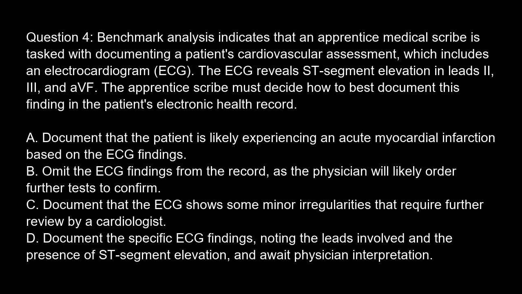Option A. Document that the patient is likely experiencing an acute myocardial infarction based on the ECG findings. Option B. Omit the ECG findings from the record, as the physician will likely order further tests to confirm. Option C. Document that the ECG shows some minor irregularities that require further review by a cardiologist. Option D. Document the specific ECG findings, noting the leads involved and the presence of ST segment elevation, and await physician interpretation.